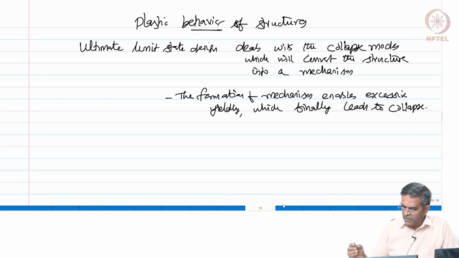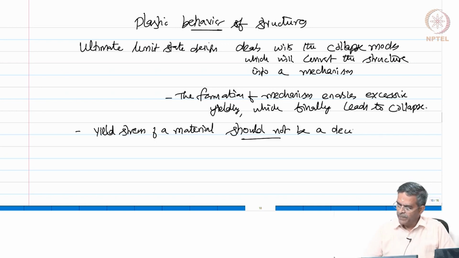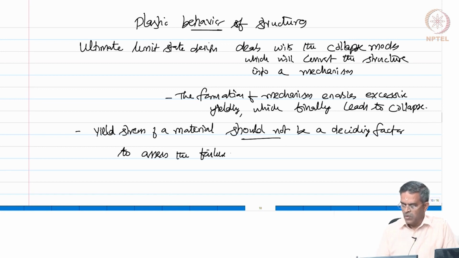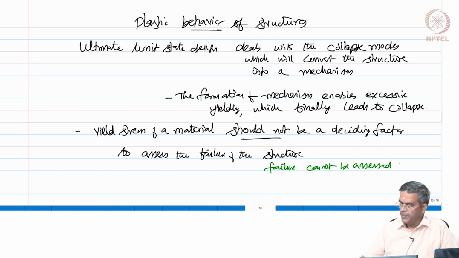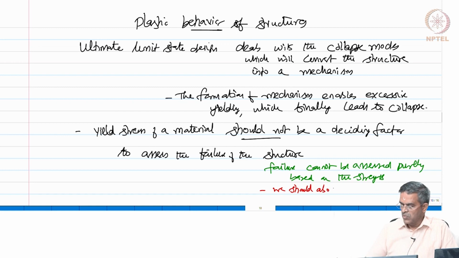Okay? Therefore, the yield stress of a material should not be a designing factor to assess the failure of the structure, because failure cannot be assessed purely based on the strength. We should also look into deformation characteristics.